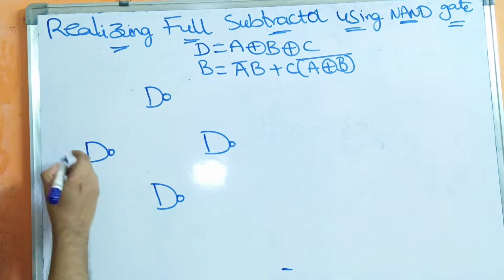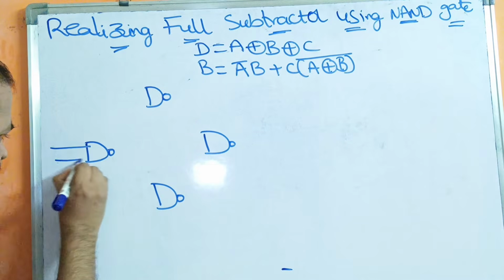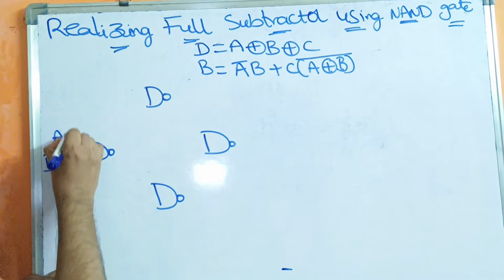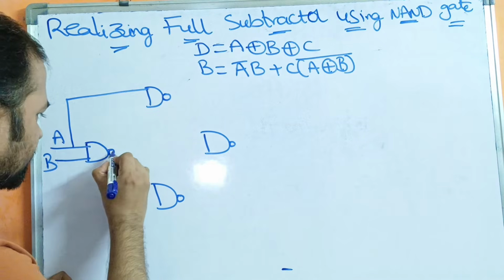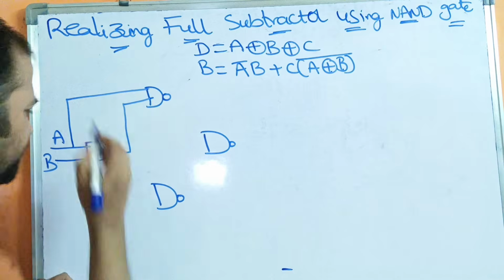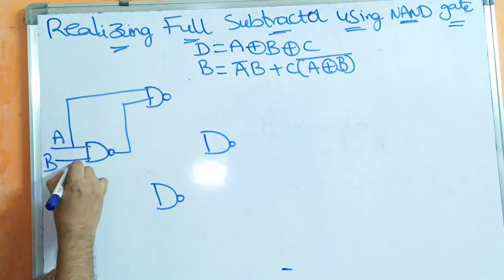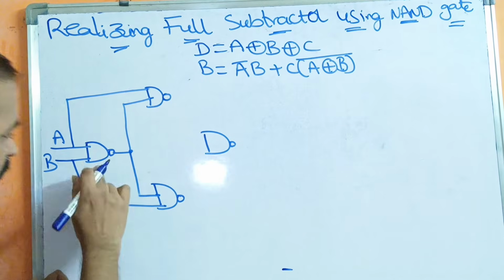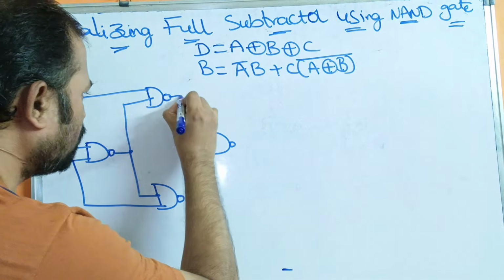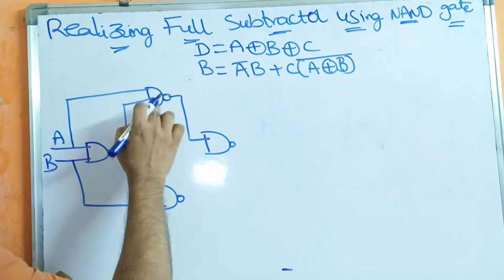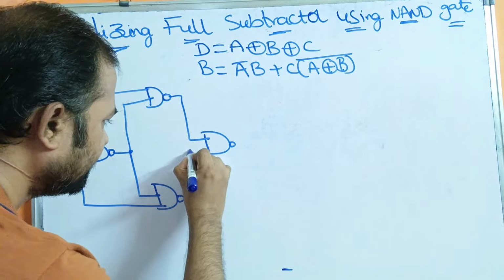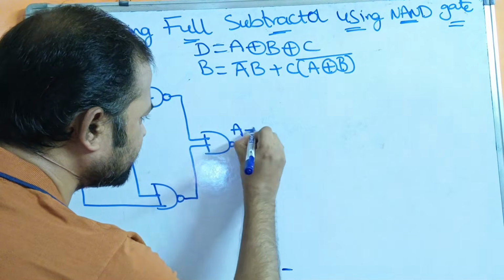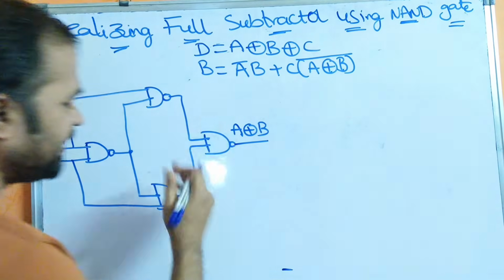Okay. The first NAND gate receives input from A and B. The second NAND gate receives input from A as well as the output of the first NAND gate. Next, the third NAND gate receives input from B as well as the output of the first NAND gate. Next, the fourth NAND gate receives input from the output of the second NAND gate as well as the output of the third NAND gate. So this NAND gate will produce A exclusive or B as the result.